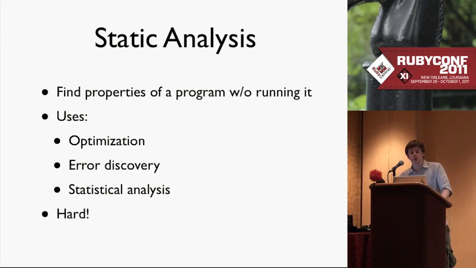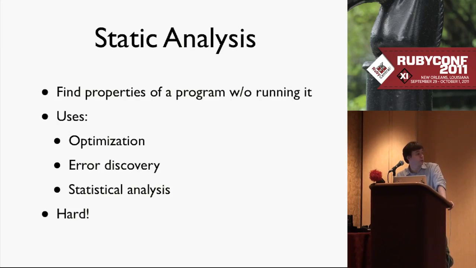Static analysis at its core is finding properties of a program, any kind of non-trivial properties, without running it. This has a lot of uses. The biggest and most important one today has been optimization. Static analysis is why all of our mainstream programming languages have gotten so fast. It's very useful for error discovery, which is where it's been more explored these days. The Clang team has an awesome static analyzer for C and C++ code. And there's general statistical analysis, finding out things about large corpuses of code in a given language.